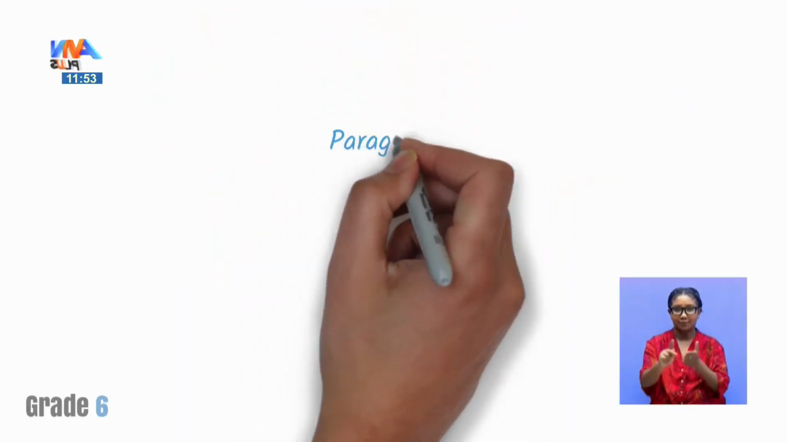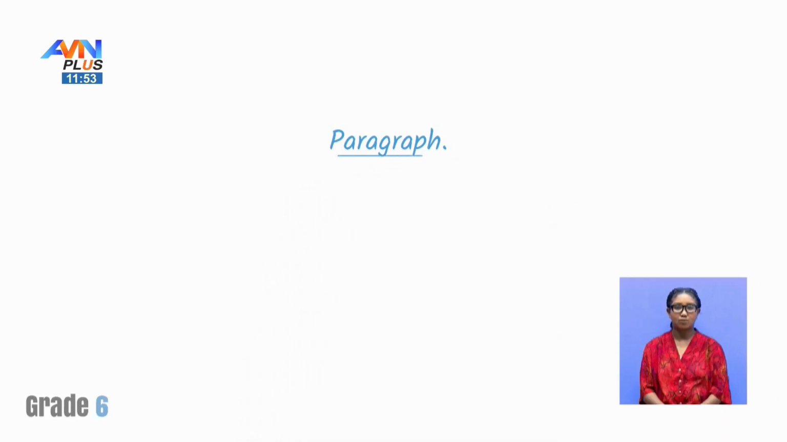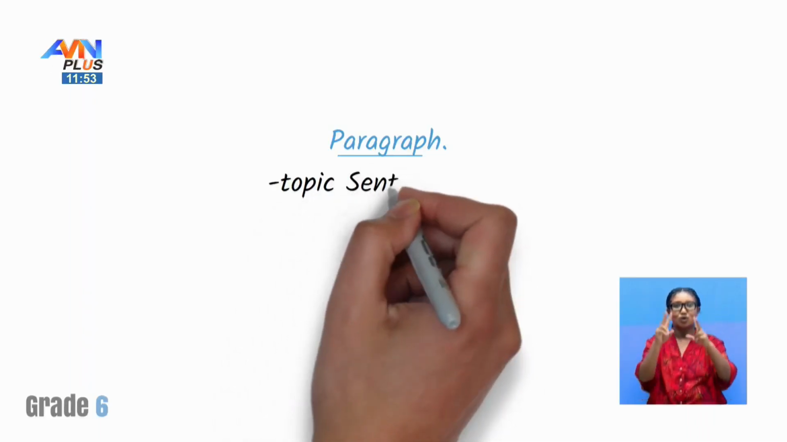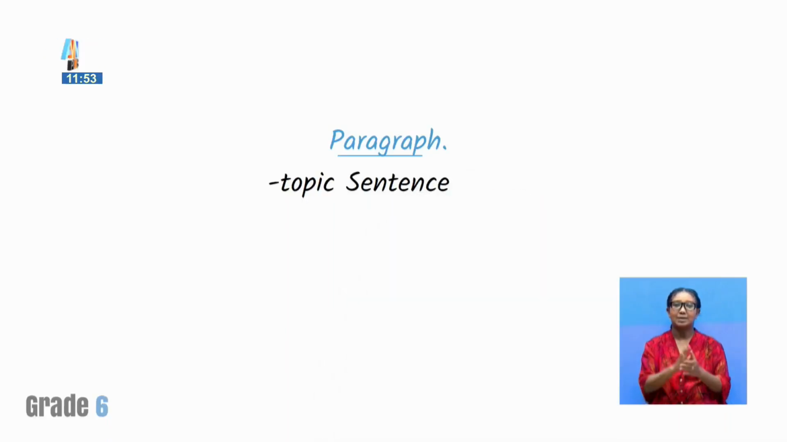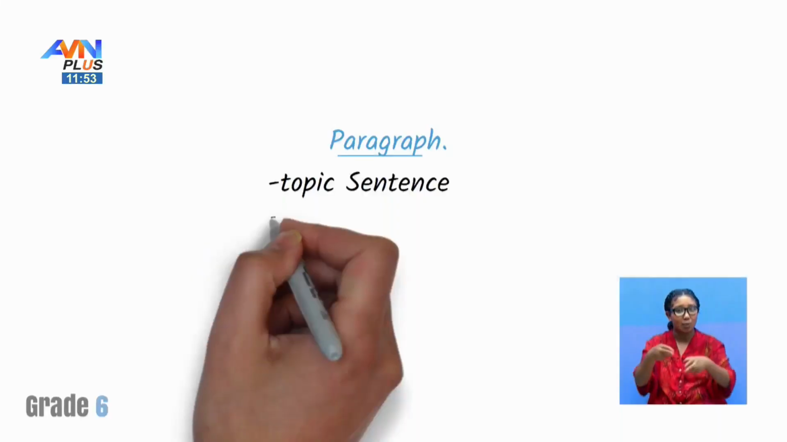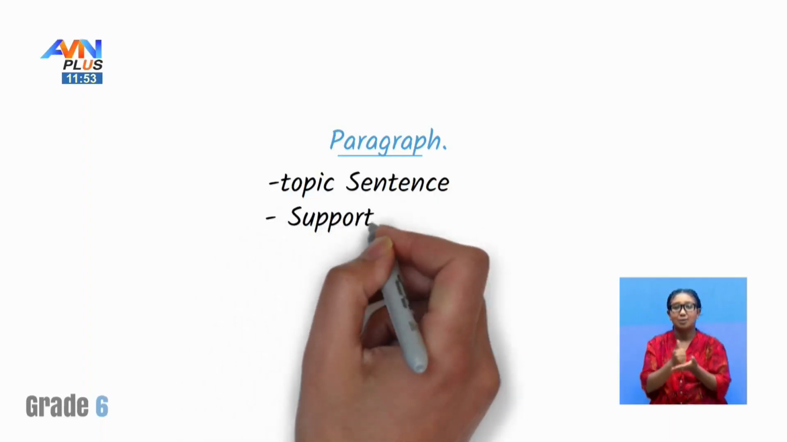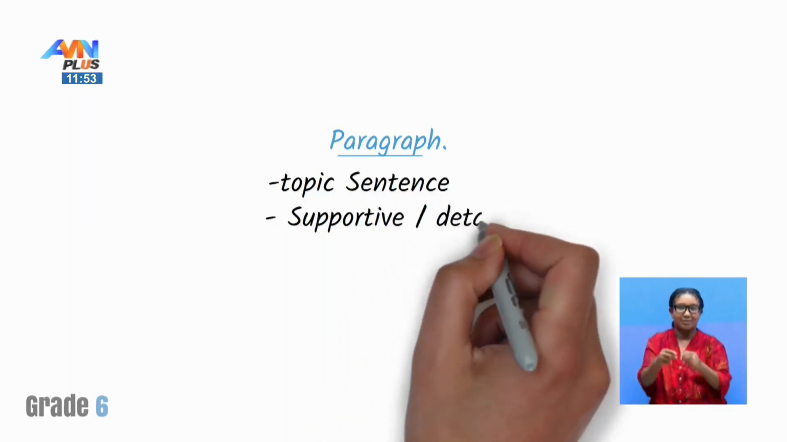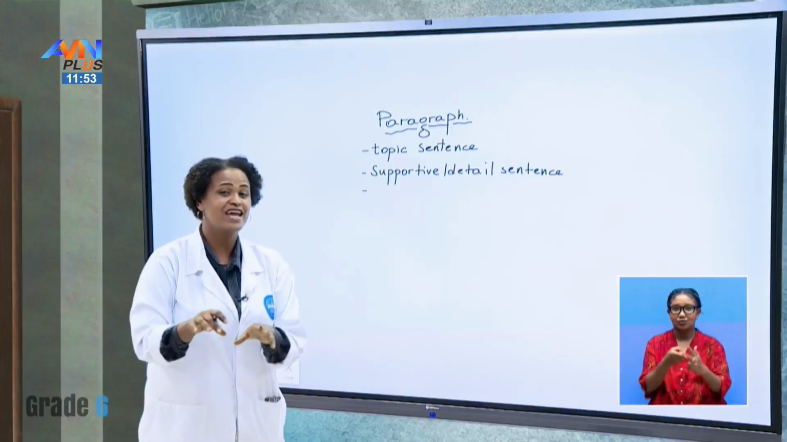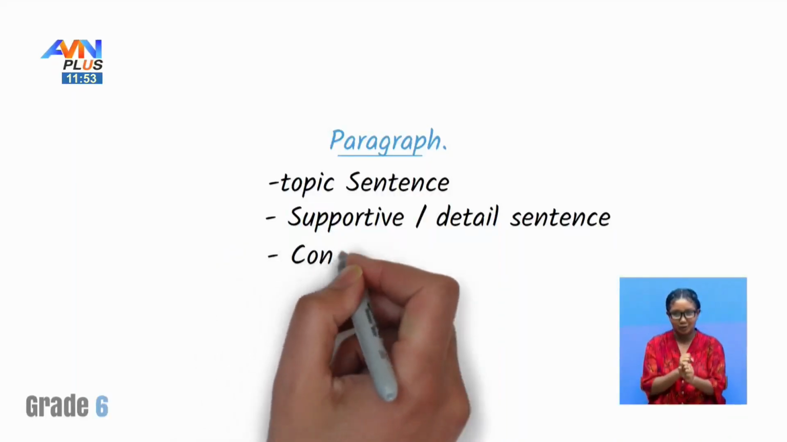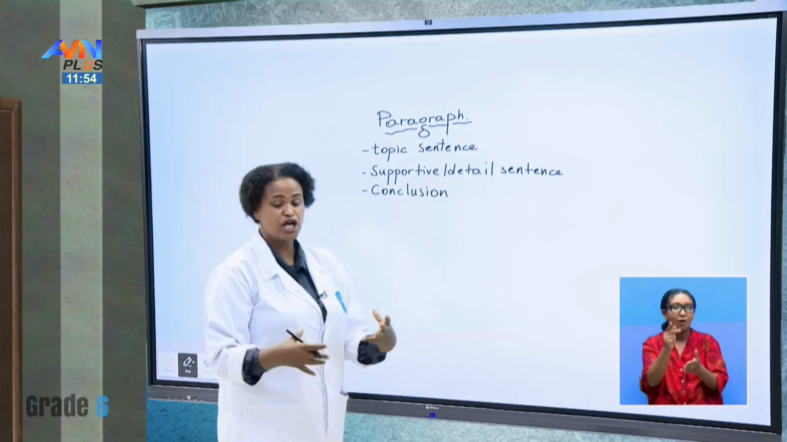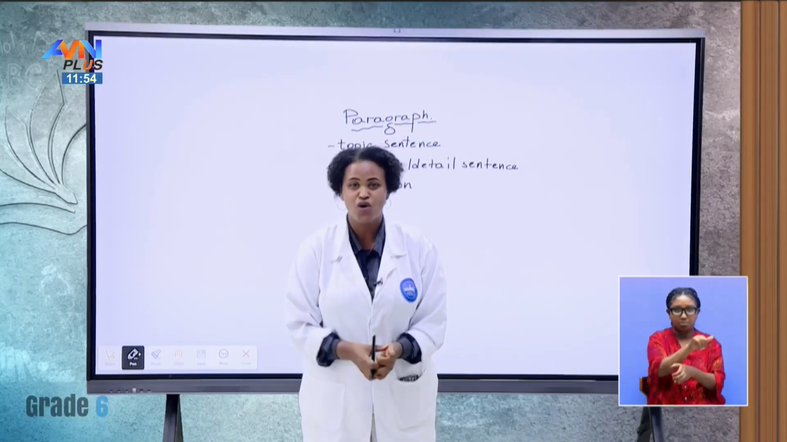Look, paragraph. The common feature of a paragraph is what? It has a topic or topic sentence, right? Then there are also two or more sentences that support the topic sentence, and we call them supportive or detail sentences. Yes? And the third one, which you find at the end of your paragraph, is called conclusion. Good. These were the common features of a paragraph, because we said that a paragraph is a group of sentences with coherent ideas or flow of ideas, right?